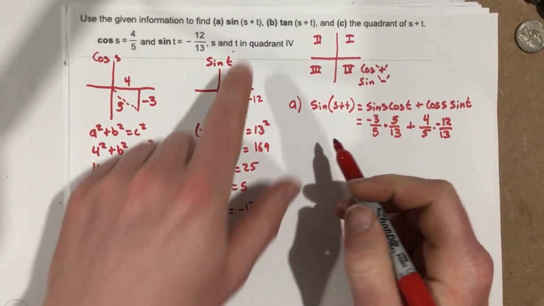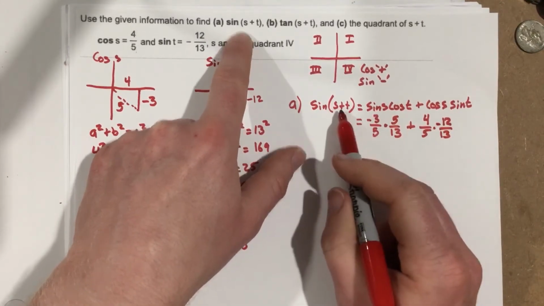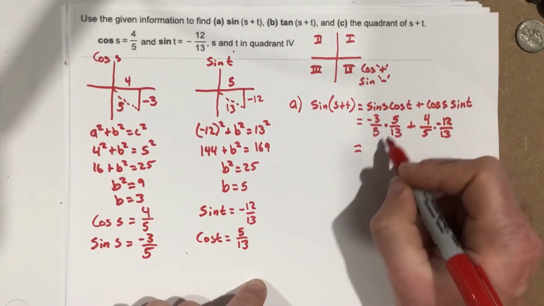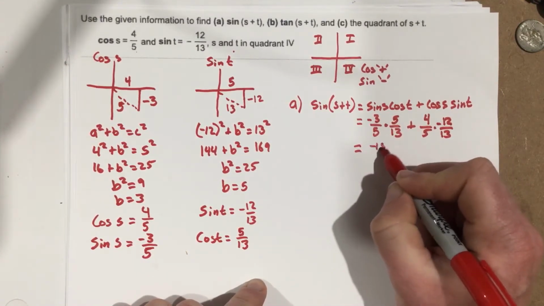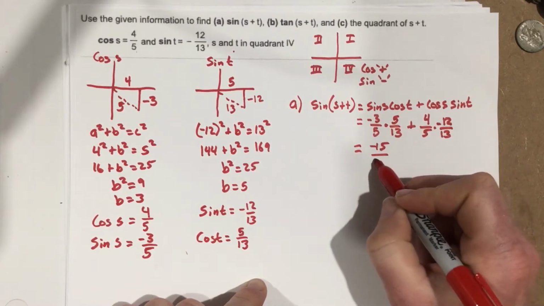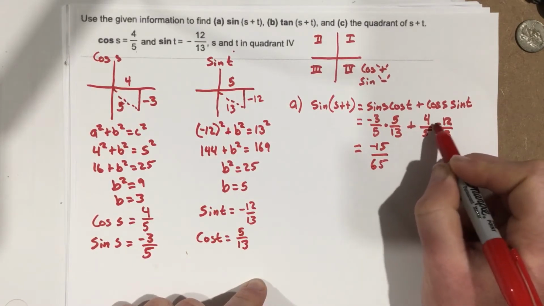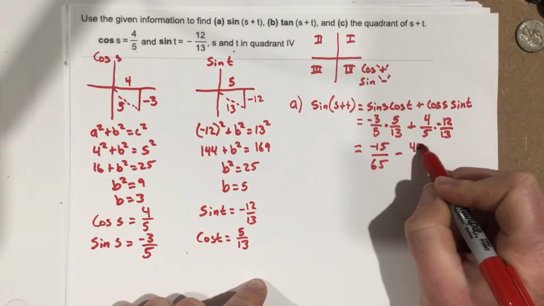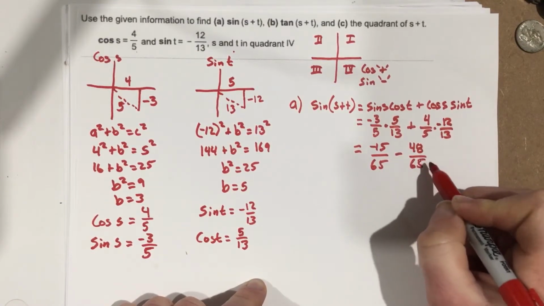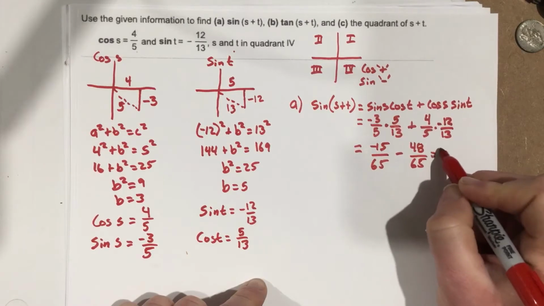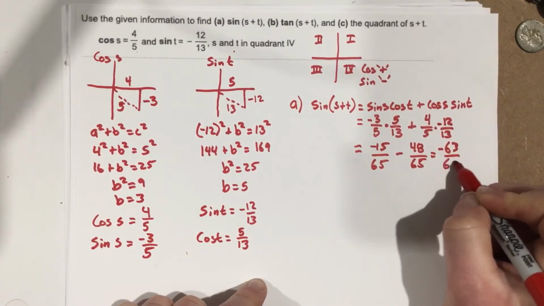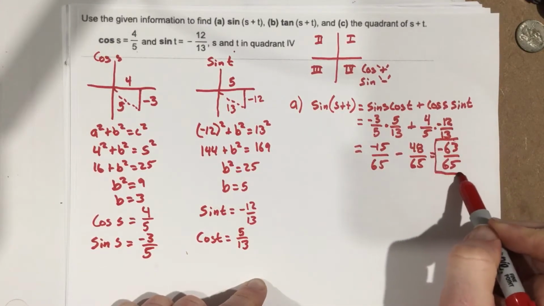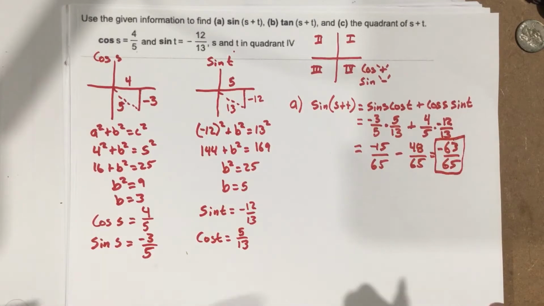Now remember our goal, we're trying to find s plus t, right? We're using these fractions to do that. We can evaluate that now to be negative 15 over 65. Well, I'm going to end up with a minus, so minus 4 times 12 is 48 over 65. So I end up with negative 63 over 65. So sine of s plus t is negative 63 over 65. All right, so we figured out part A.